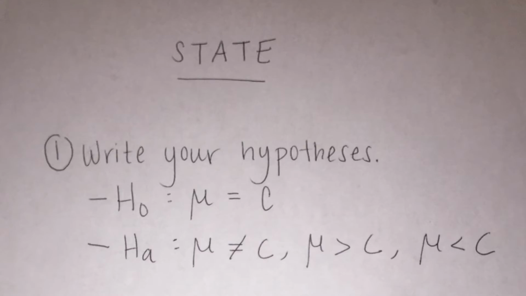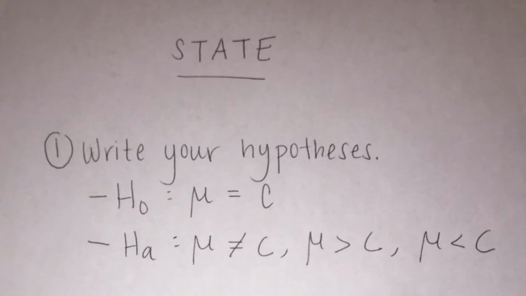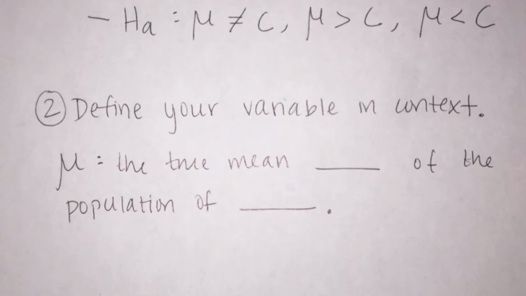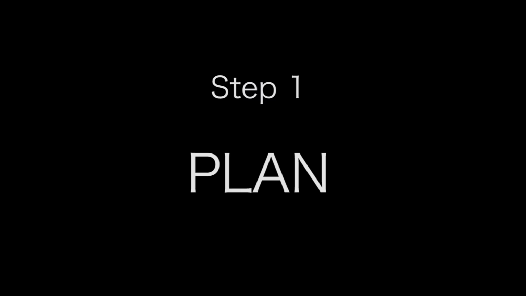When you write your hypothesis, the null hypothesis H0 will be the one that signifies no change. Mu will equal some constant. The alternative hypothesis HA will indicate a difference. Mu will be greater than, less than, or unequal to the constant. The second thing you must do is define mu in context, including what variable you are measuring and what population you are describing. Next, you have to go on to the plan step.